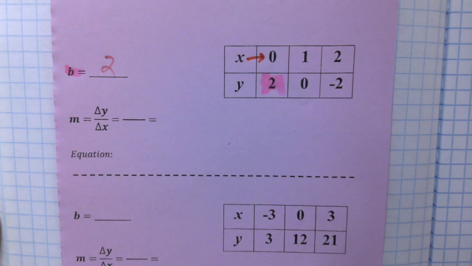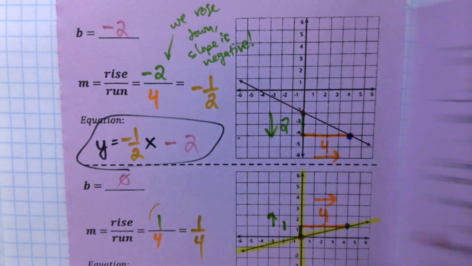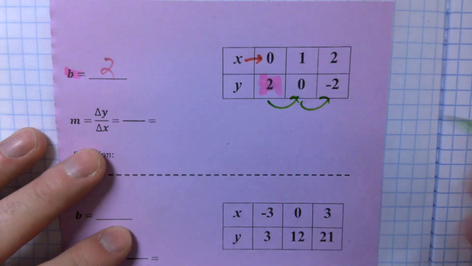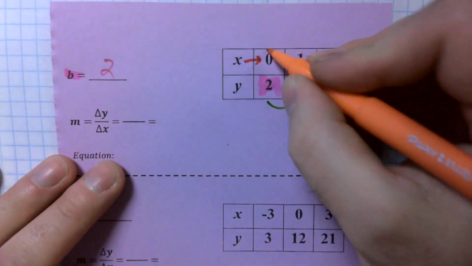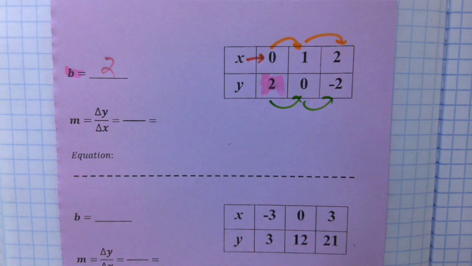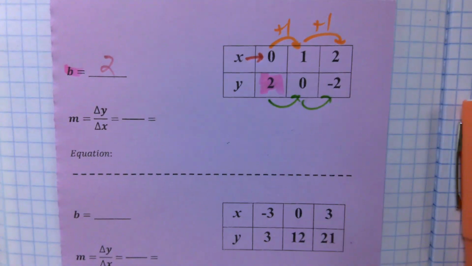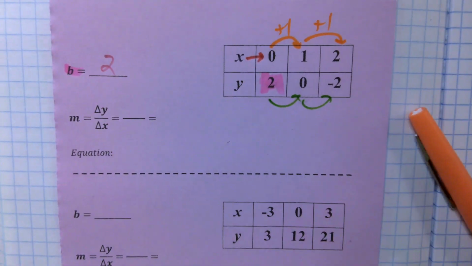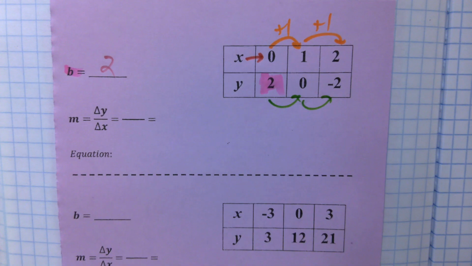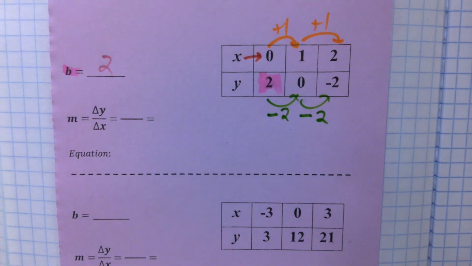That's nice and easy. What am I going to draw on my table now? Arrows. I got to do my arrows. Okay, this one's going to be a little bit different. On the top, how do I get from 0 to 1 and from 1 to 2? What am I adding? Plus 1. Thank you. On the bottom, how do I get from 2 to 0? Minus 2.